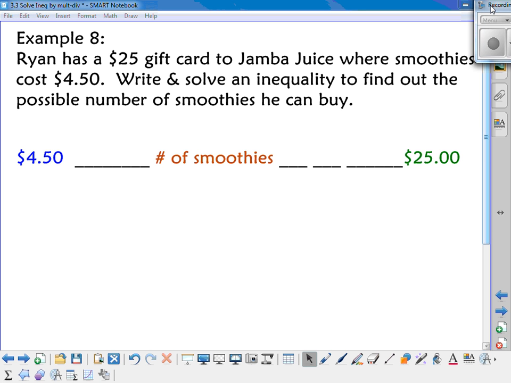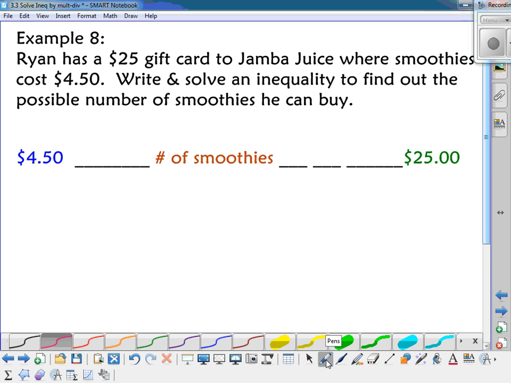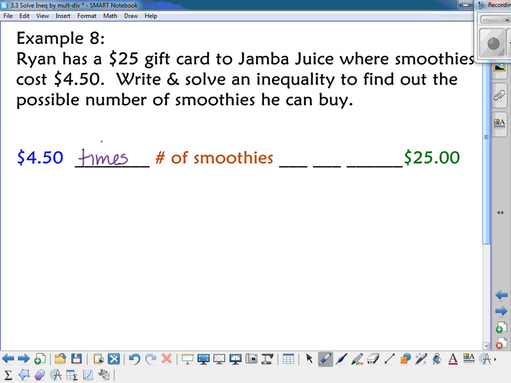Okay, so can he spend more than $25? No. Can he spend less than $25? Yes. Okay, so $4.50. How much could he spend? Like, if he bought 3 smoothies, what would you do to figure out how much he spent? He bought 3 smoothies at $4.50 each. You would multiply, right? So $4.50 times the number of smoothies can be no more than the $25 gift card.